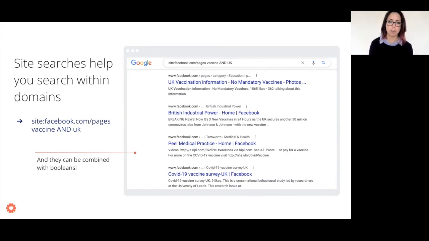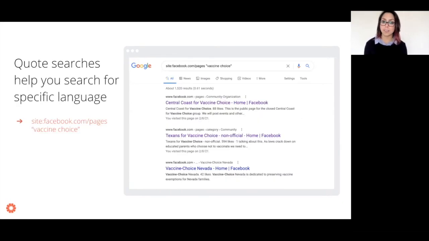Important to remember that if you're ever searching on Facebook natively or on Twitter or any platform, the algorithm is trying to give you things that you like based on your previous experience and activities on that platform. If you want to break out of that silo and make your search wider, do it here. Do it with a site search. And you can also combine them, for example, with a quote search to look for specific language.